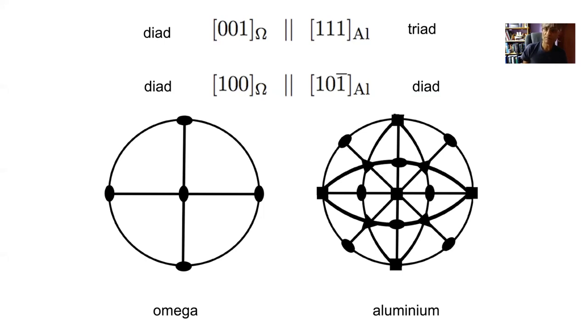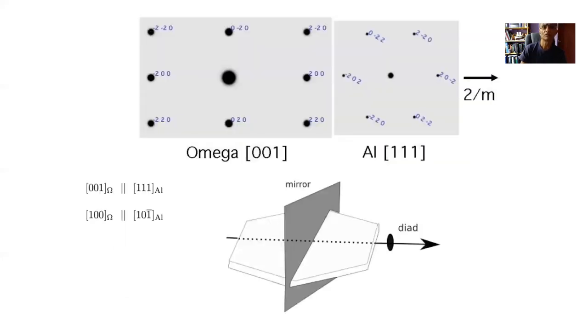Now, it's easier to see this if we take an electron diffraction pattern which includes both phases. So here is the electron diffraction pattern from the omega, and this is from the aluminium. And you can see that there is a dyad going this way, and there's a mirror plane here. And similarly, there's a dyad going this way and a mirror plane this way. And indeed, when you look at the shape of the precipitate, it also has the shape 2/m. So, to some extent, they are sharing common symmetry elements when a precipitate forms in a matrix.